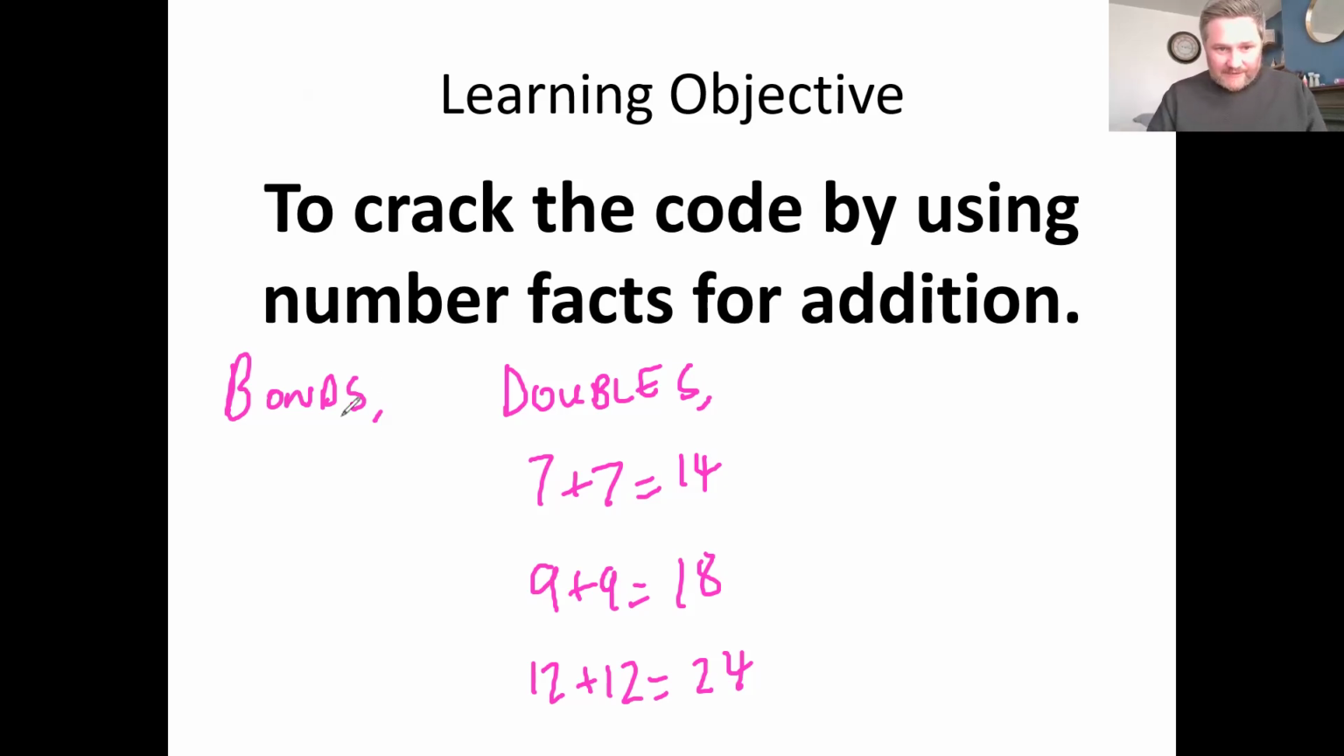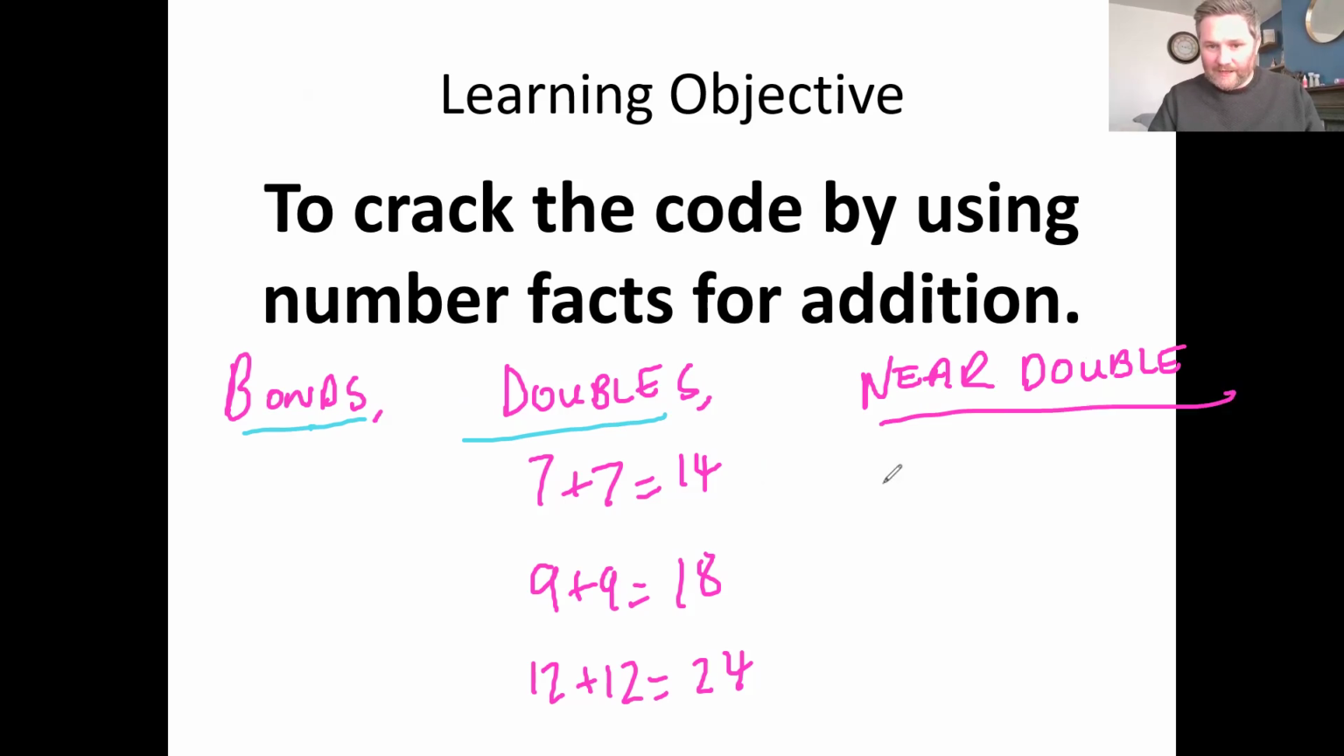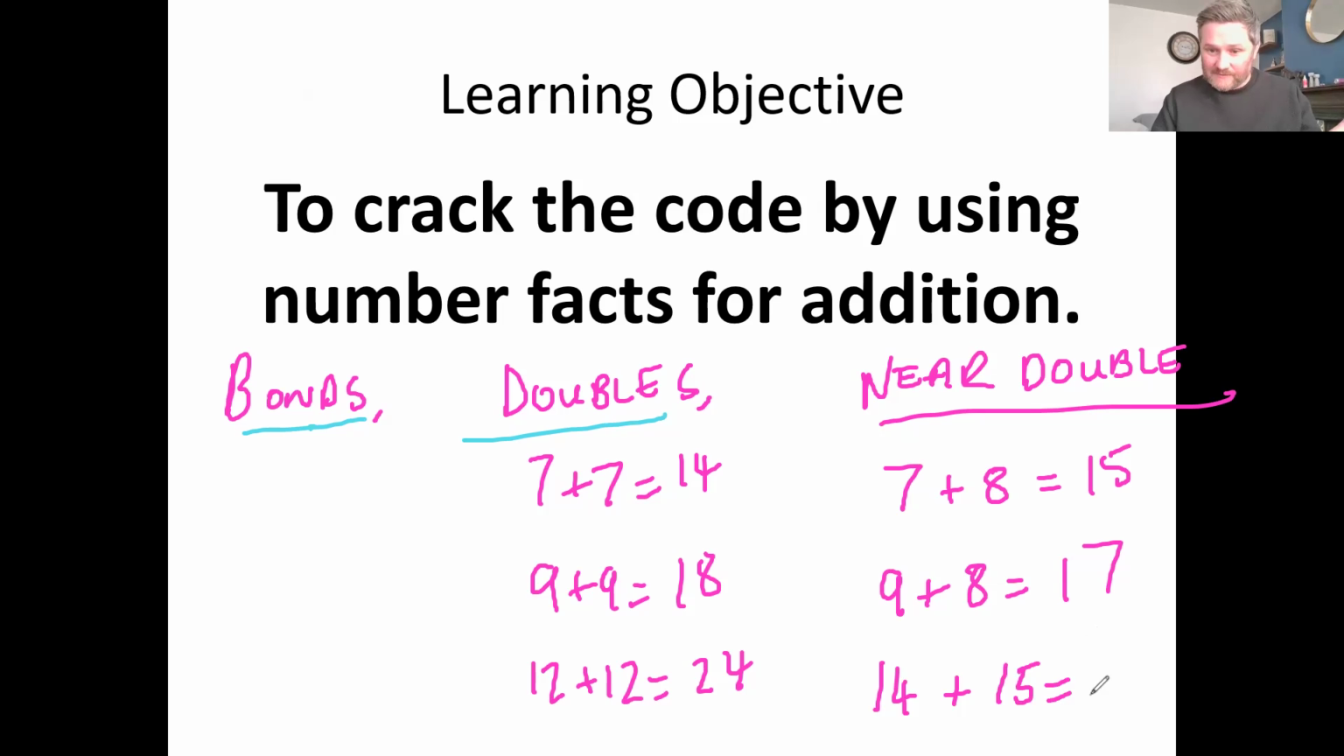In addition to this, we're going to think about bonds, we're going to think about doubles, and we're also going to think about what I would call a near double. A near double is where we use our knowledge of doubles, but then we either add or take one away. So for example, 7 add 8, well, that's 7 add 7, add another one, 15. 9 add 8, that's just like 8 add 8, 16, add another one, 17. Let's go 14 add 15. If I know 14 add 14 is 28, I just need to add one more, 29.